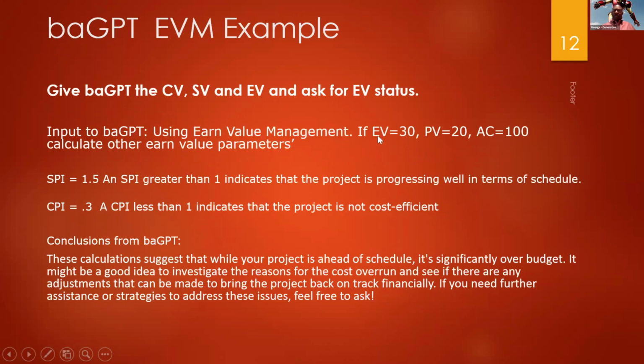Using earned value management. What if I put in GPT, my earned value is 30, whatever that number is, 30 million, 30,000, whatever. My PV is 20,000, and my AC is 100,000, right? Calculate other earned value parameters. That's all I told the GPT to do for me. So I got earned value, I got PV, planned value, and I got actual cost, right? So it did the calculations.